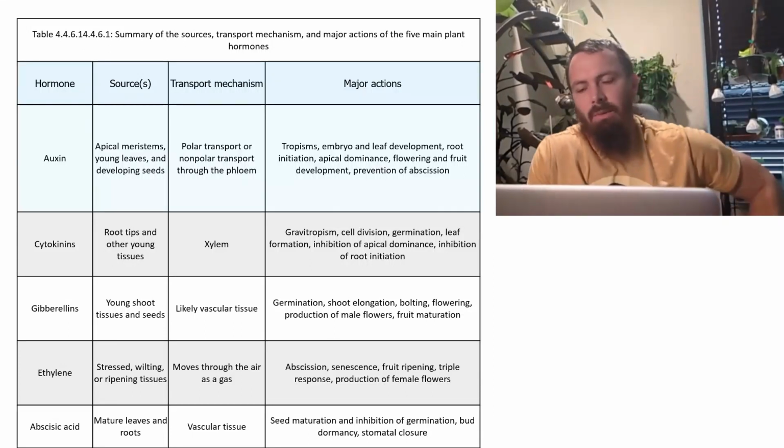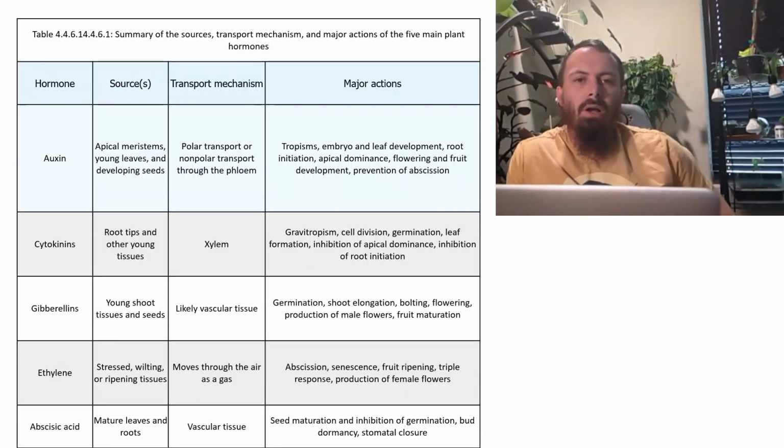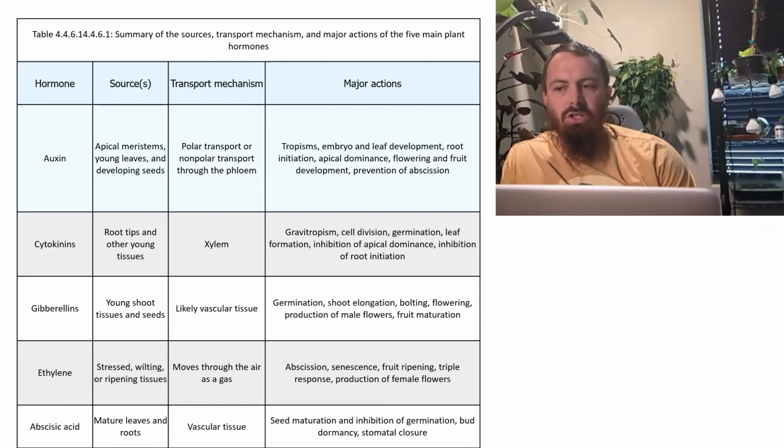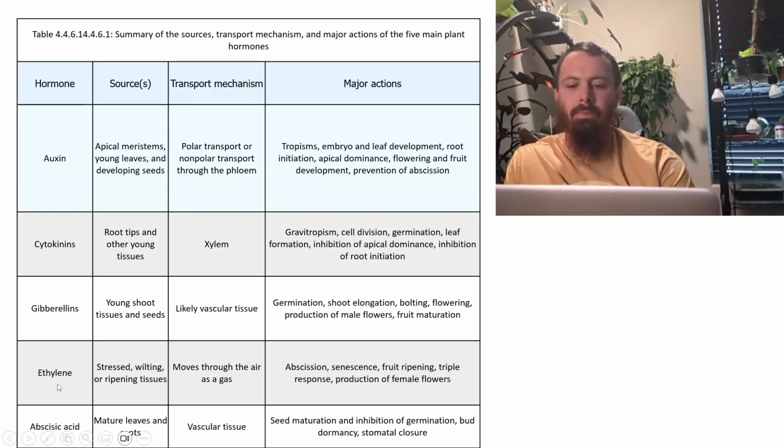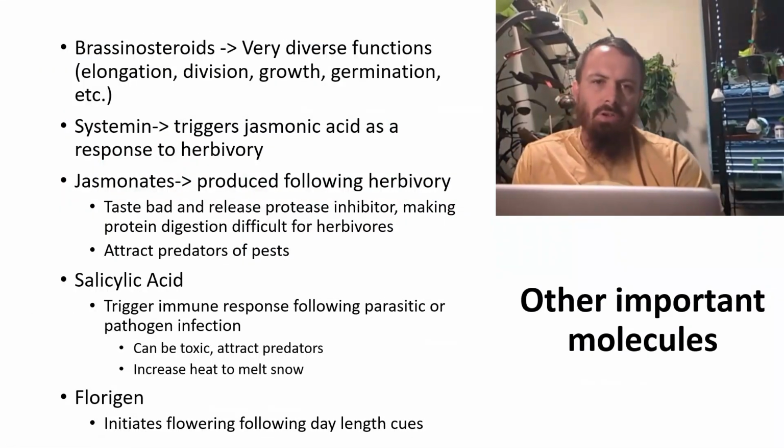So here's a little summary table of that. This is just for your review. It just reviews what we just talked about for those different hormones. Remember, auxin, cytokinin, and gibberellins are all groups of hormones. Ethylene and abscisic acid are specific molecules. There are other important hormones and different signaling molecules as well.